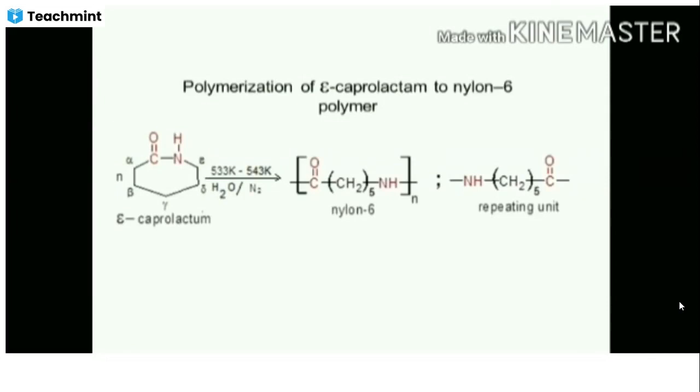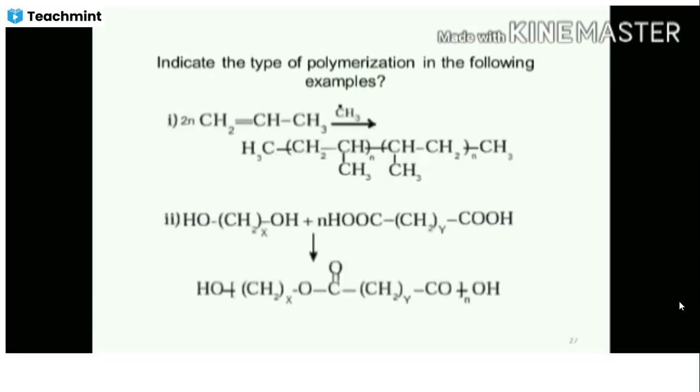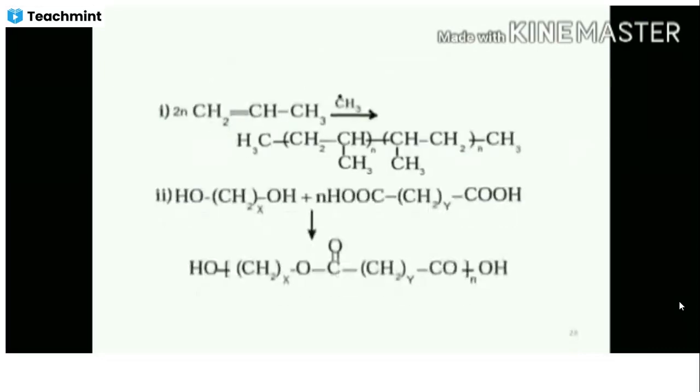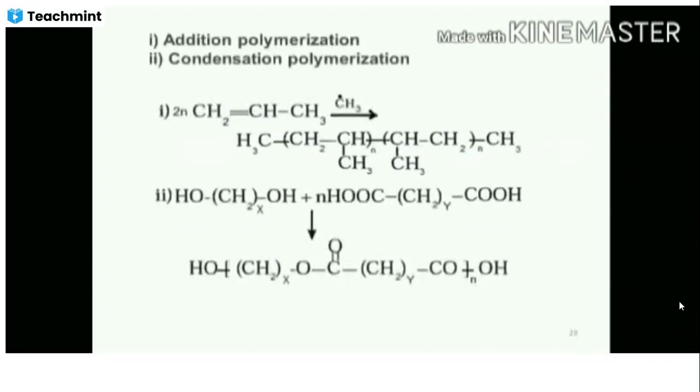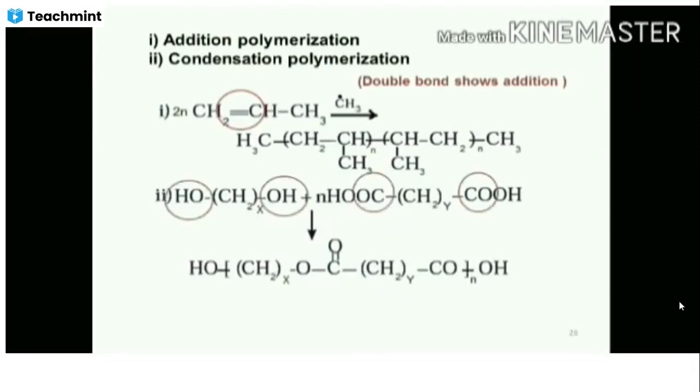Now example, indicate the type of polymerization in the following example. The first is addition polymerization and the second is condensation polymerization. In addition polymerization, there is a double bond which shows the addition of a methyl radical. And in the second example, the OH group attacks the electrophilic carbonyl carbon and then there is loss of a water molecule.